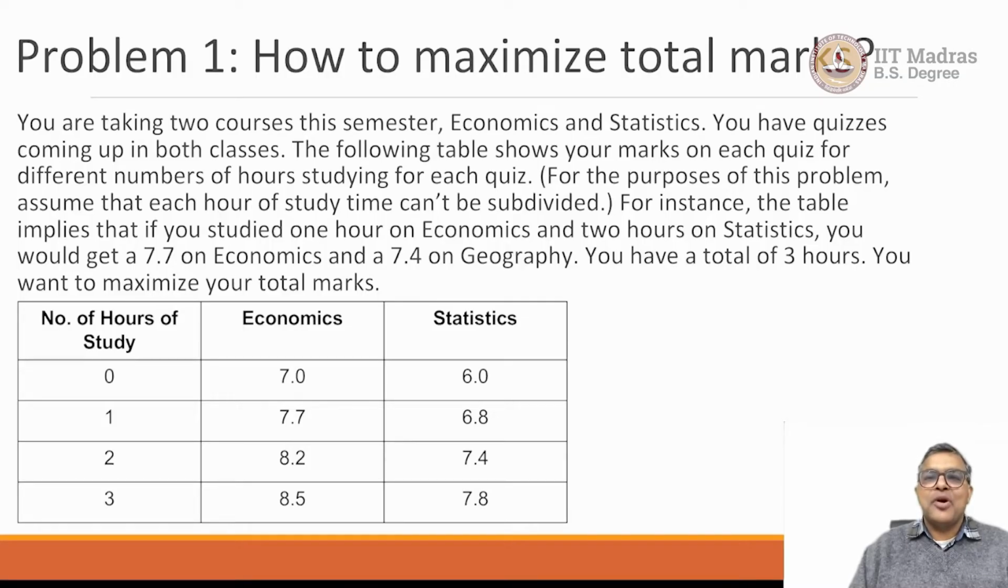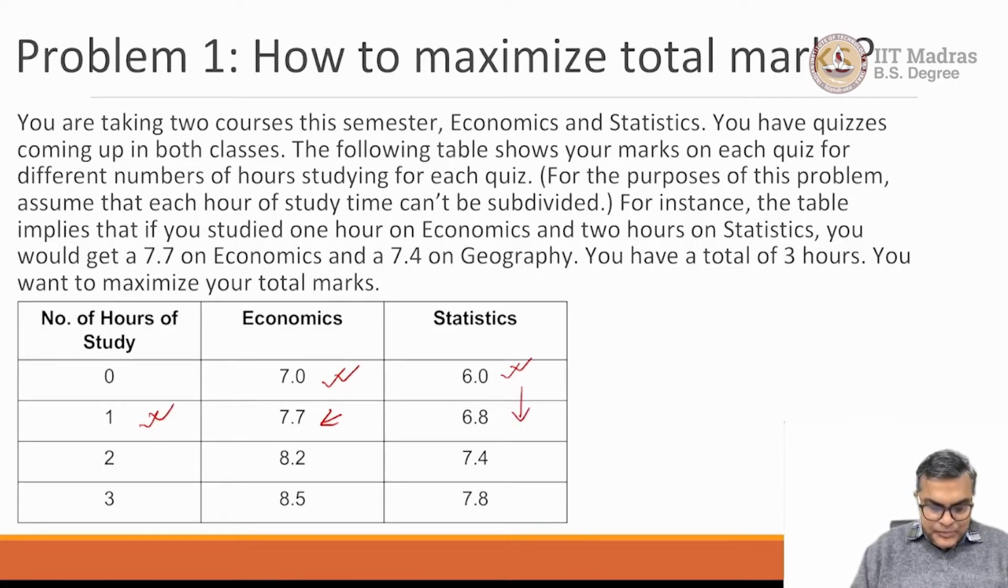For the purpose of this problem, let us assume that you cannot subdivide hours. So you cannot say that I would give half hour to one subject and 2.5 hours to the other subject. Maximum hours we have kept at 3. So even if you don't study economics, you are going to get 7 out of 10, and if you don't study statistics, you will get 6 out of 10. But if you study 1 hour of economics, you will get 7.7 marks.